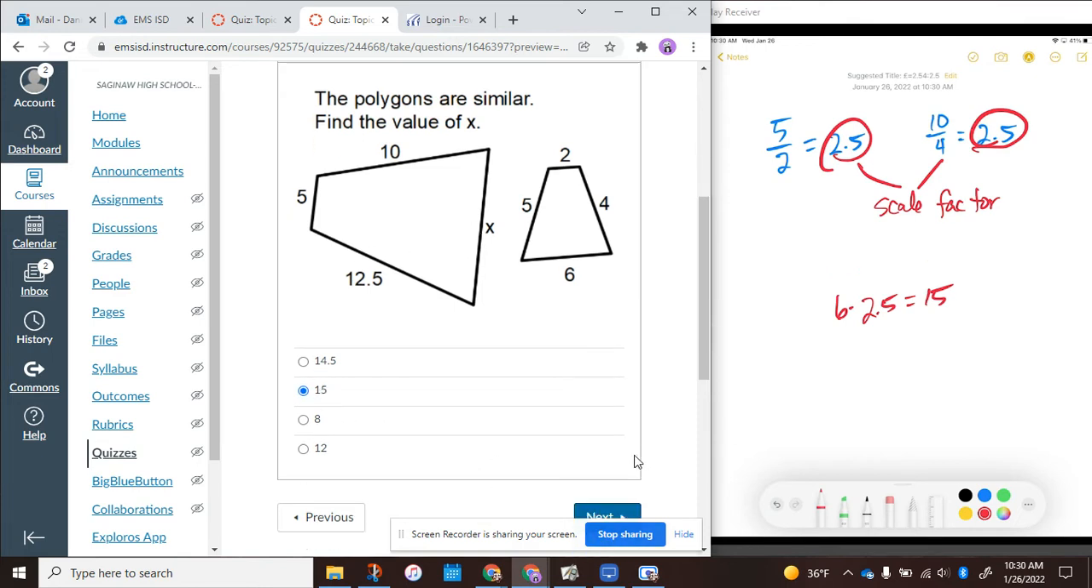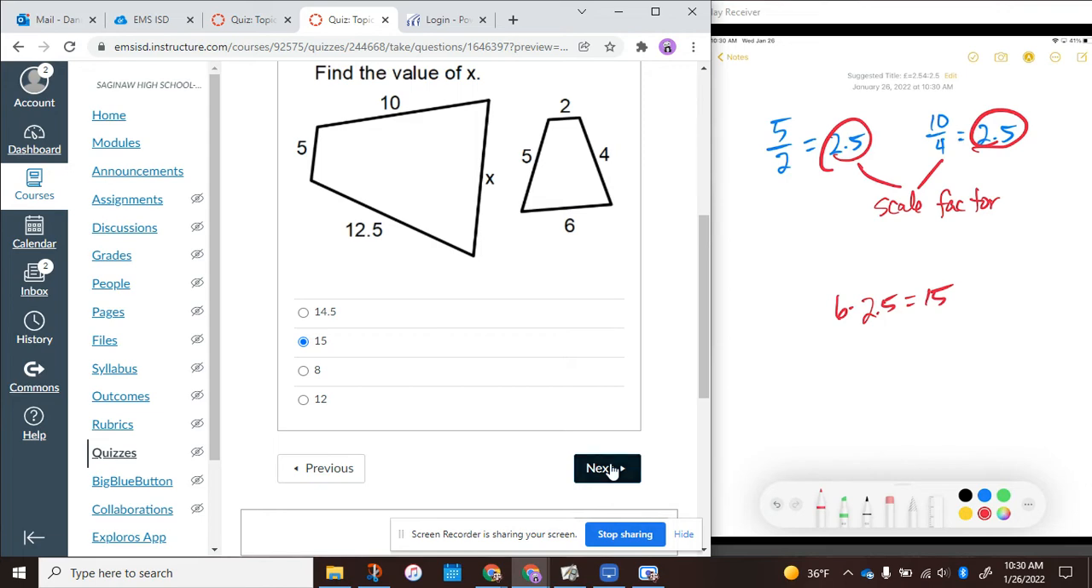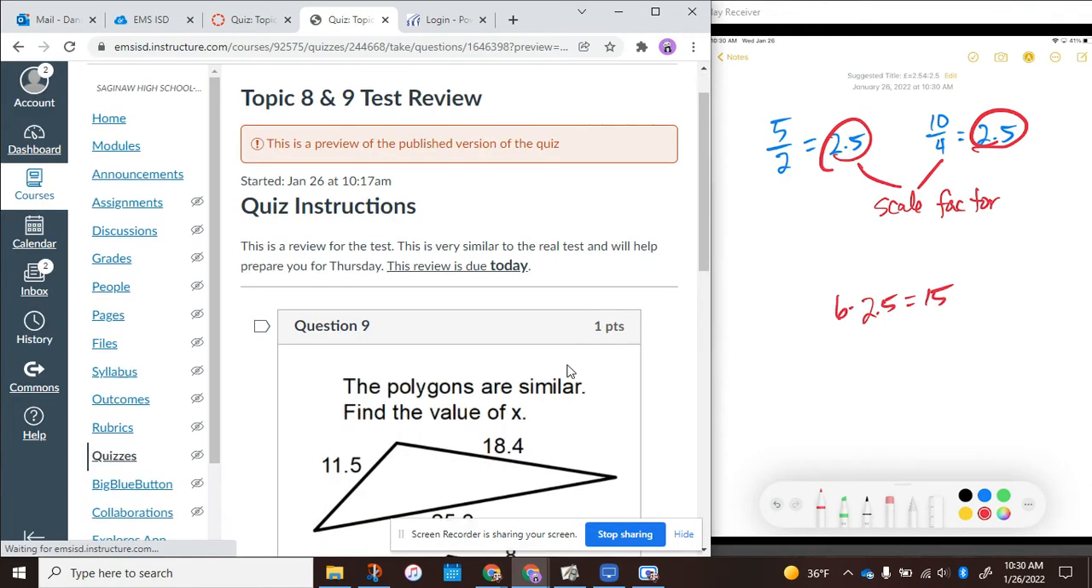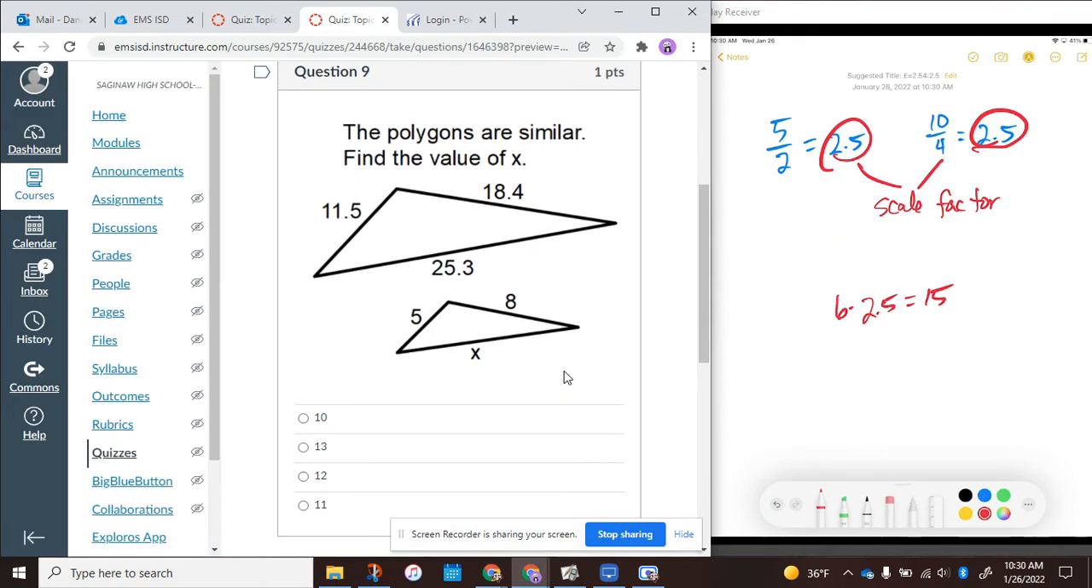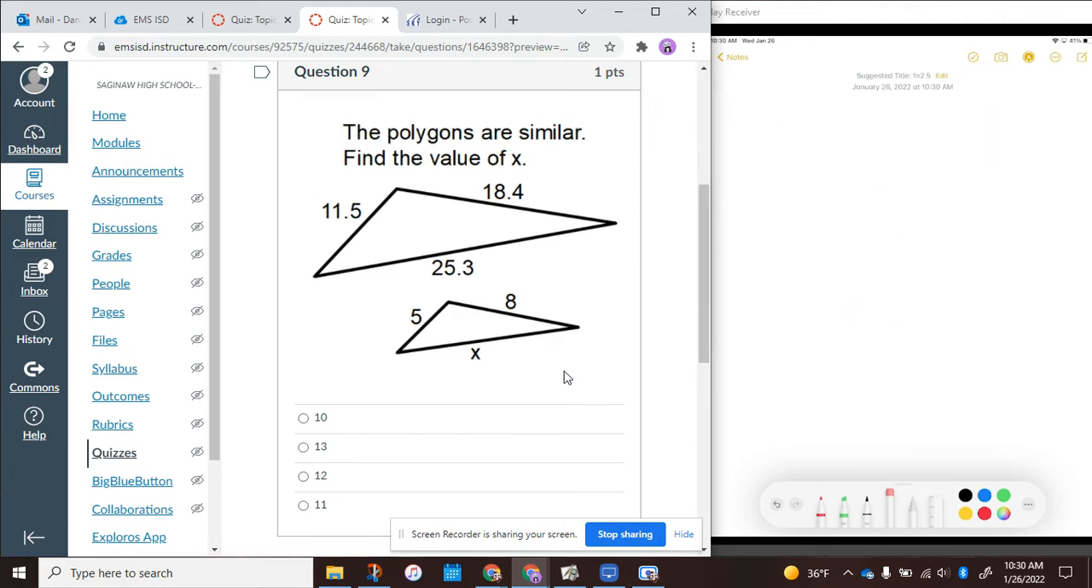15 is our answer on that one. Question number 9 tells us again that these triangles are similar to each other, and it asks us to find the value of x yet again.